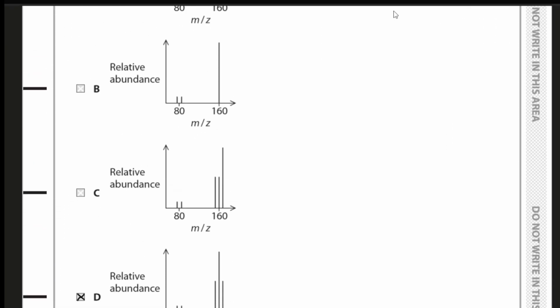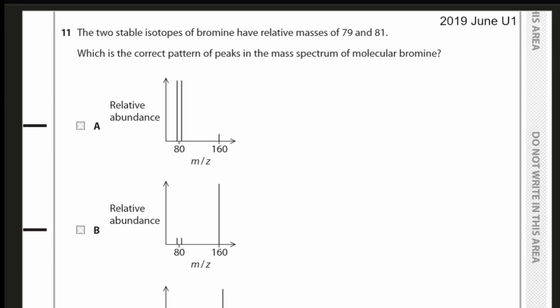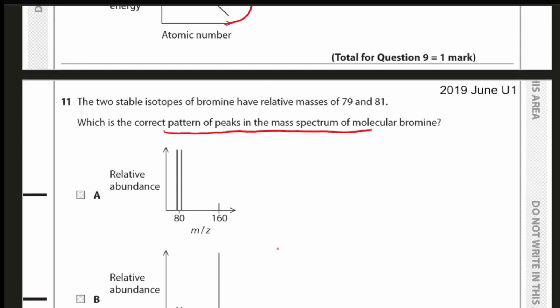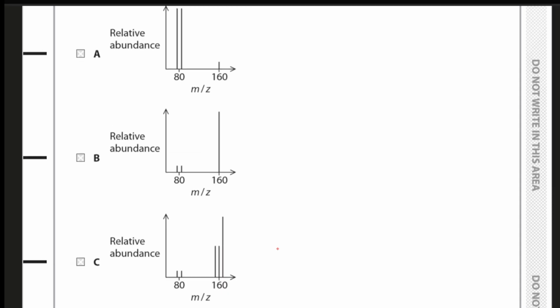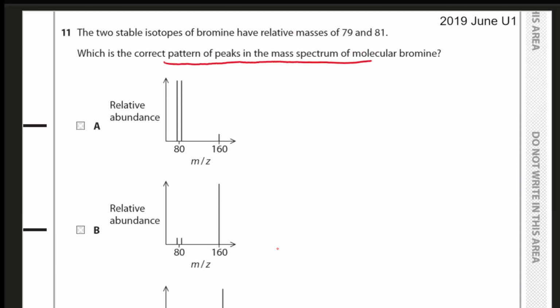Moving on to the next part of our question, we can see the two stable isotopes of bromine have relative masses of 79 and 81. All right, so the next part of our question is, which is the correct pattern of peaks in the mass spectrum of molecular bromine. Now if you check out all of the options down here, there are three combinations. So obviously, since there are three combinations, three molecular ion peaks will be there. So A and B are out of the equation.